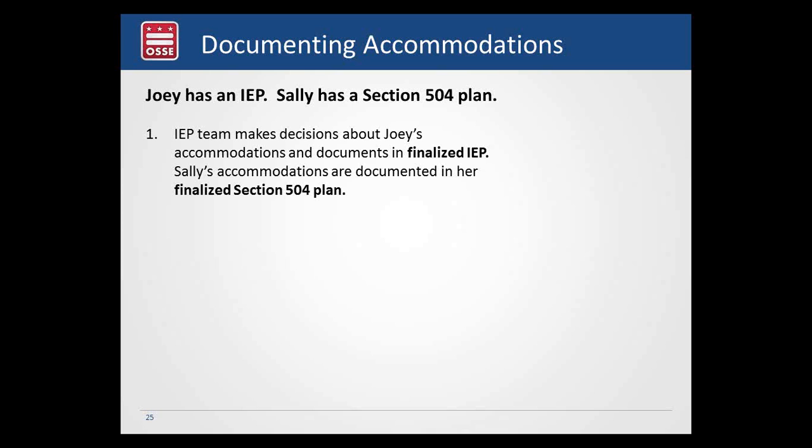Students with disabilities either have an IEP or a 504 plan. Depending on which plan you have, it doesn't matter. Either way, you have to document those accommodations in a finalized plan. 504 plans are not done in the SEDS Easy IEP database. Rather, they are done according to each LEA's own 504 process, and you should have your own templates for building the 504 plans that you keep records of.